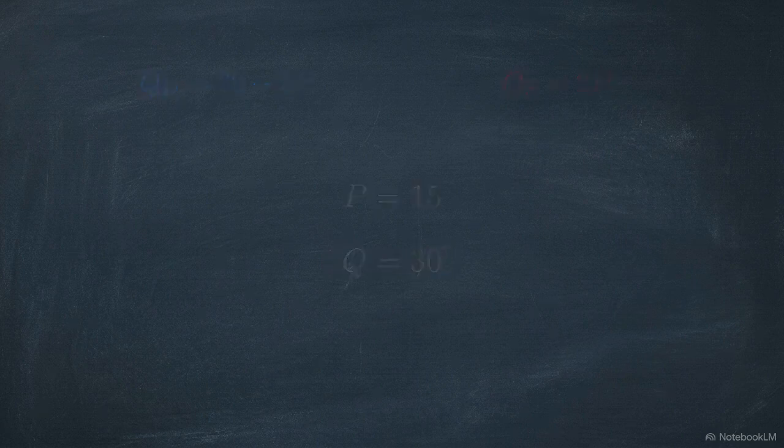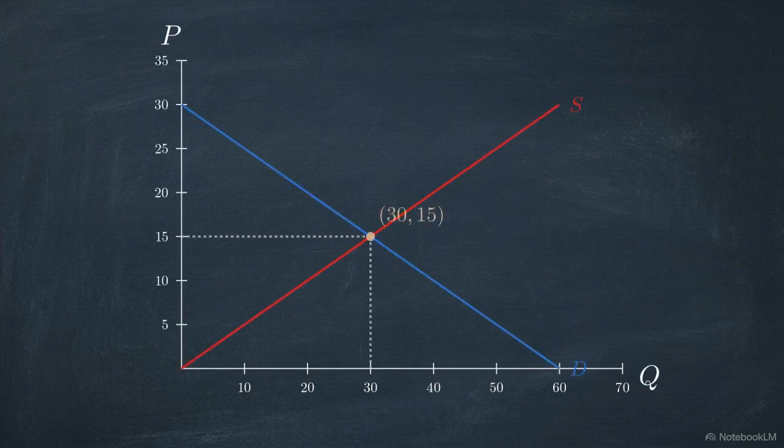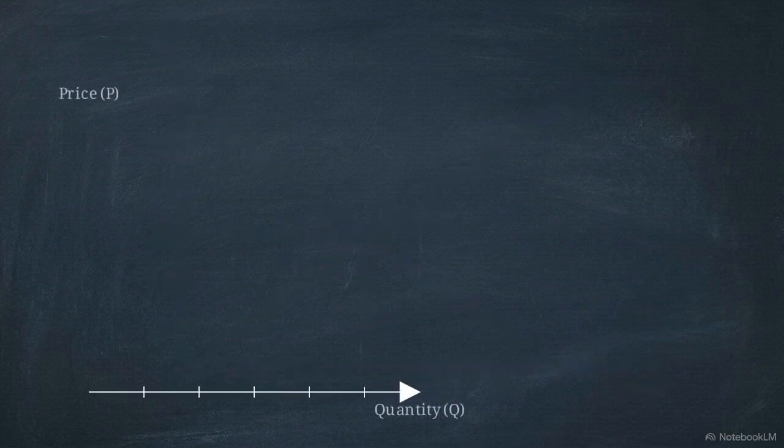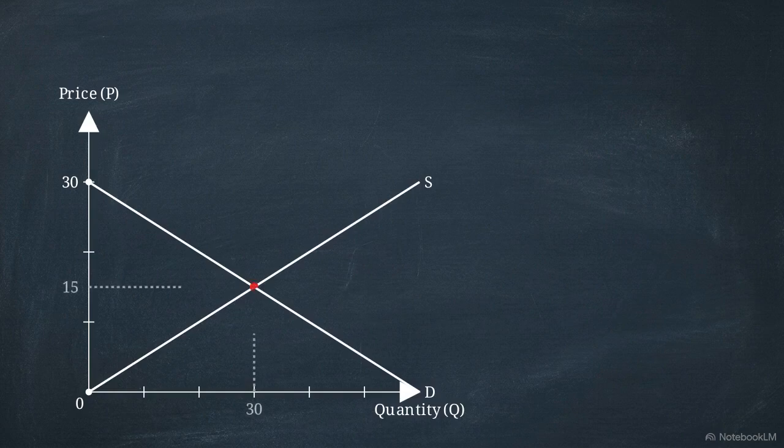These individual behaviors have condensed into a single market reality, where every trade is dictated by that one equilibrium price. Converting this data into a graph allows us to measure the specific economic benefits of these trades. By setting quantity to 0, we find the y-intercepts, a price of 30 for the demand curve and 0 for the supply curve, with both lines meeting at our equilibrium point.